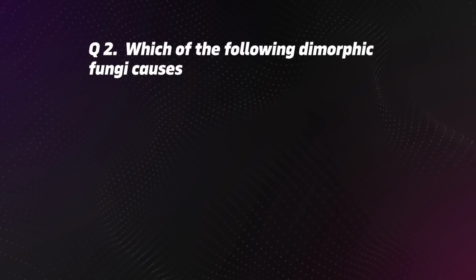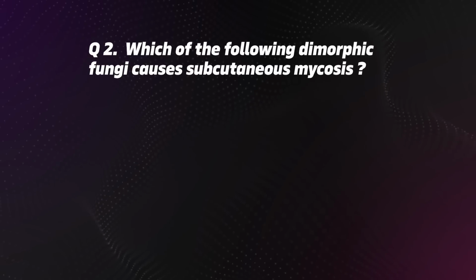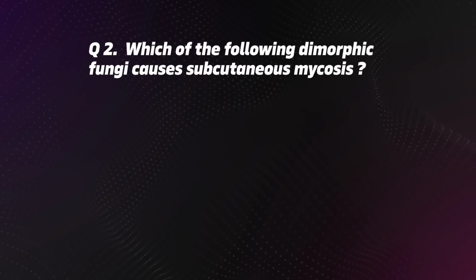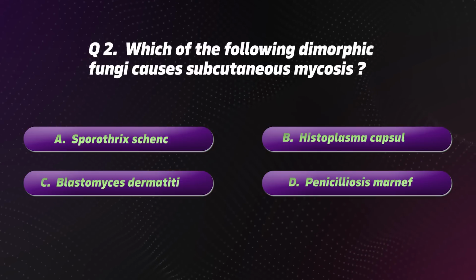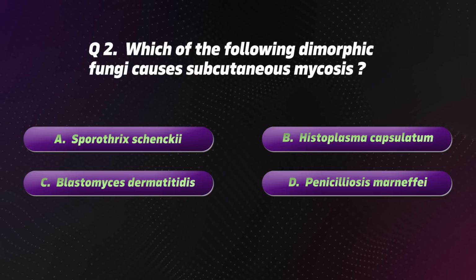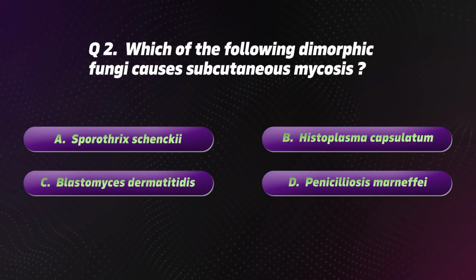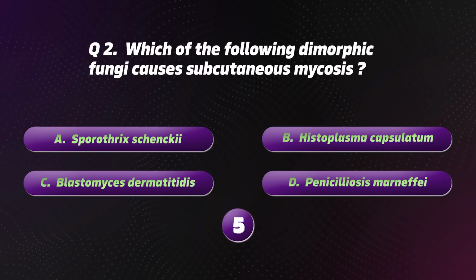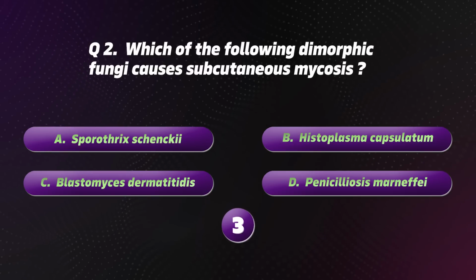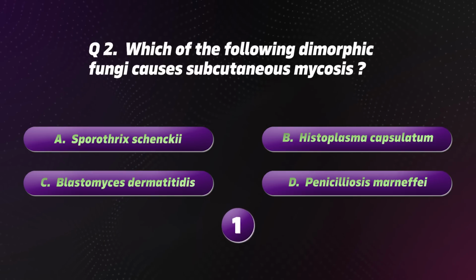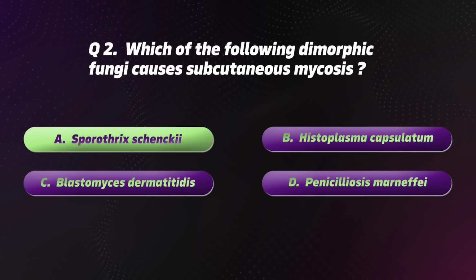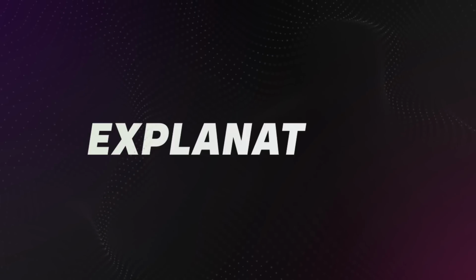Okay. Question 2. Which of the following dimorphic fungi causes subcutaneous mycosis? Here are the options. A. Sporothrix schenckii. B. Histoplasma capsulatum. C. Blastomyces dermatitidis. D. Penicillium marneffei. And the correct option is A. Sporothrix schenckii. Here is the explanation.